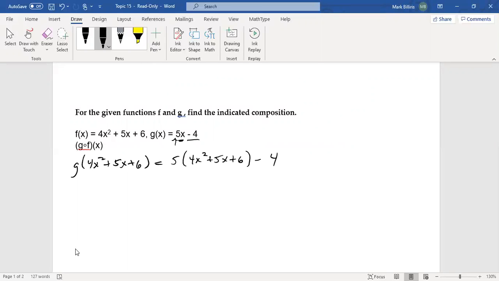So now use the distributive property. 5 times 4x squared is 20x squared. 5 times 5x is 25x. 5 times positive 6 is positive 30 minus 4. Our last step is to combine our like terms. So we combine a positive 30 and a minus 4, which gives us a positive 26.